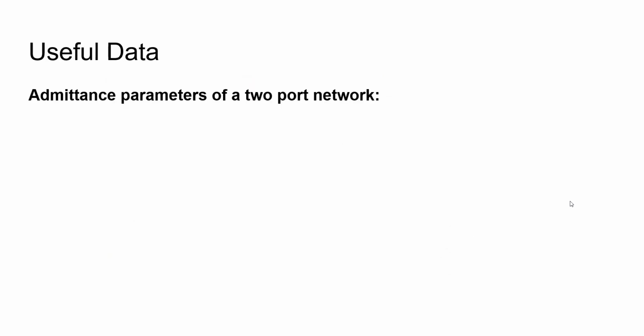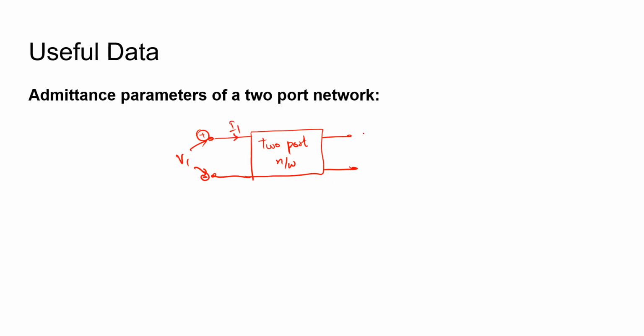Let us have a basic idea about the admittance parameters of a two-port network and then solve this problem. Consider a two-port network as shown in the figure, where V1 is the input voltage at the input port and I1 is the current passing through the input port. We have the voltage V2, that is the voltage across the output port, and I2 is the current that's passing into the output port via this path.